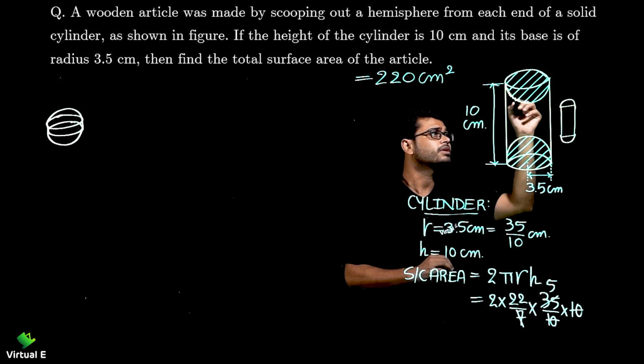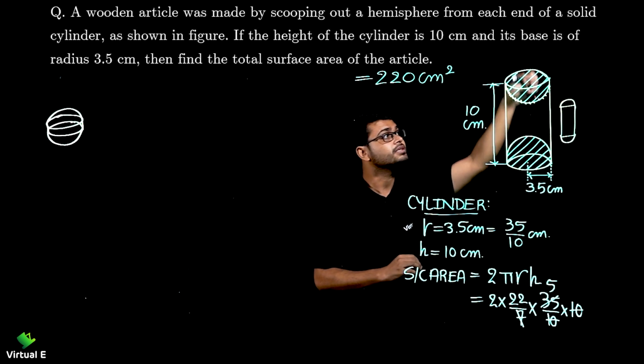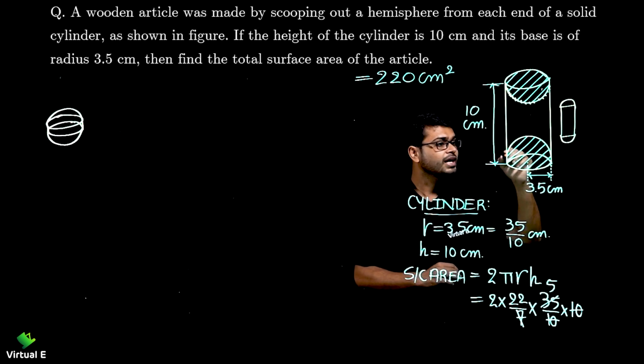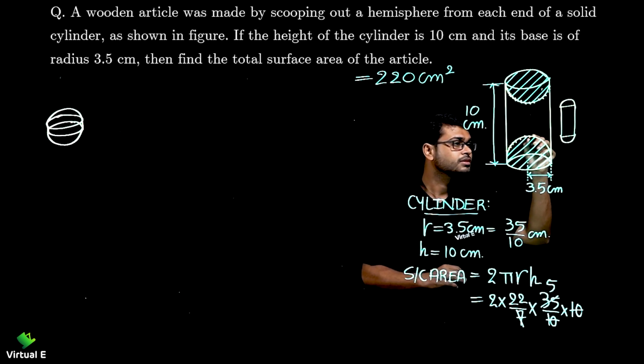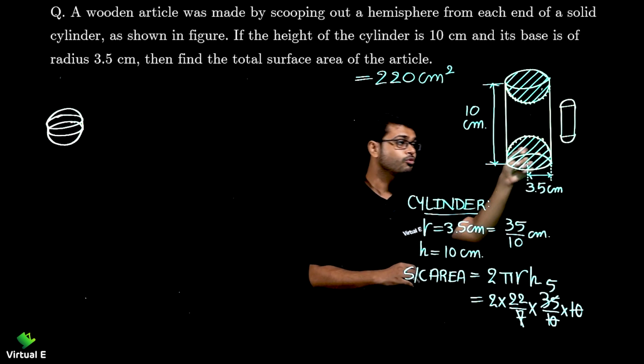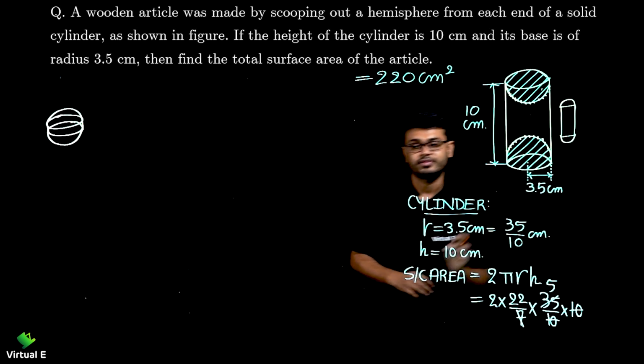Remember, I need to get this surface area, which is only the curve. I am not going to consider the area of this circle, and for this one as well, because this part is being cut out from it, scooped out. So it will be coming out, so only this area will be left.